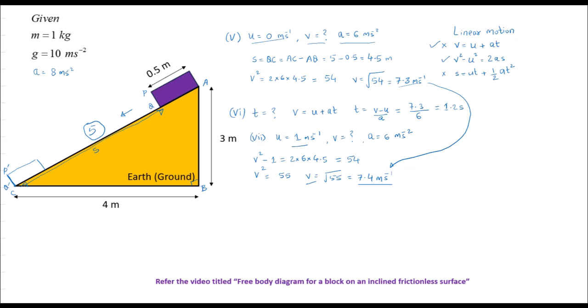Now there is also another part. What will be the time for the object now to hit the ground? So we can use the same equation, V equals U plus at, which means (7.4 minus 1) divided by a, which is 6, should be equal to T. So this comes to 1.06 seconds. So as expected, in the second case, the time of 1.06 seconds is definitely a smaller value as compared to the earlier case of 1.2 seconds.